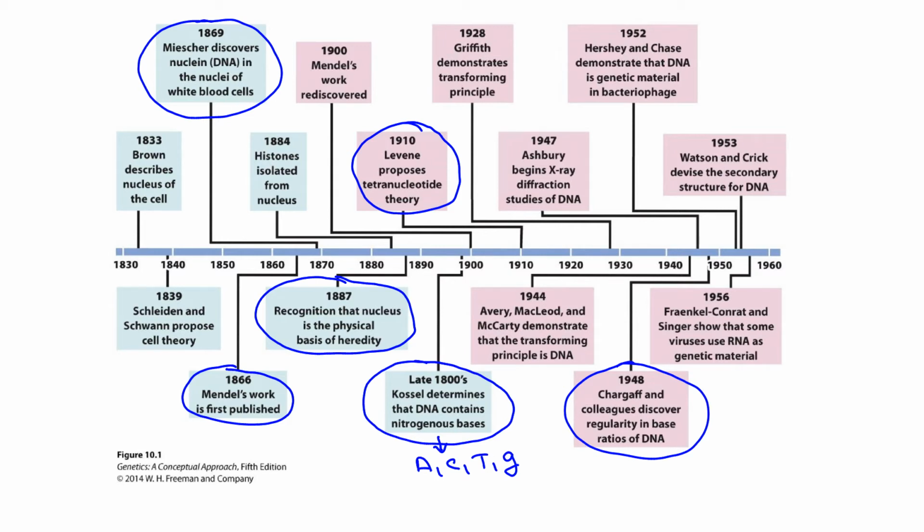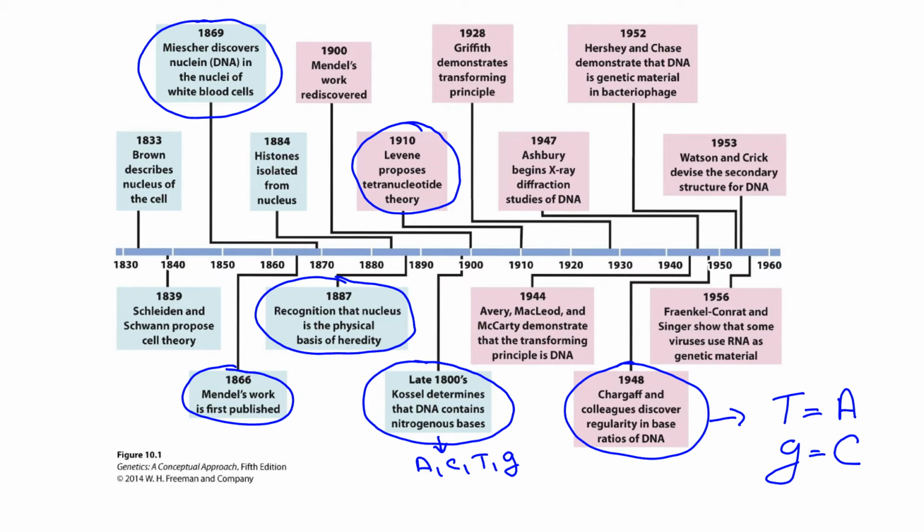In addition, he actually formulated what we call Chargaff's rules based on some observation he made. And what these rules and his observation state is that the amount of thymine always corresponds to the amount of adenine, and the amount of guanine always corresponds to the amount of cytosine. So purines, pyrimidines, Chargaff's rule.